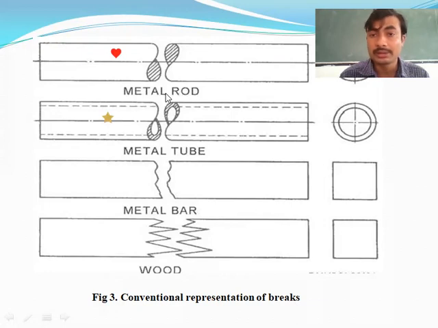If it is a metal bar with a circular or a rectangular section, the previous two are circular in section, and the third one is rectangular or square in section. If it breaks, then that is denoted by one like this. To make you understand, I indicated it by the cross mark. The next one is wood. When wood breaks, how does it look? That is represented in the last sketch. So this is the conventional representation of the breaks.